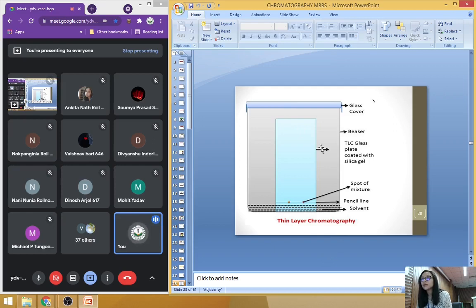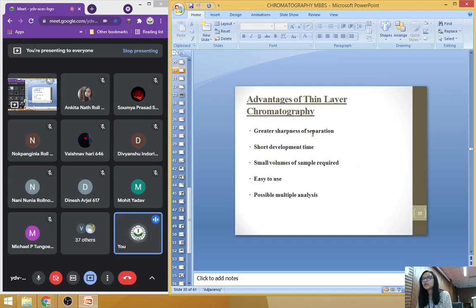Now most of the time if you use organic compounds, they are colorless. So what they do is, after they take this out, they will observe the fluorescence under a UV light, okay. So the advantages of thin layer chromatography are greater sharpness of separation, then short development time, small volumes of sample are required, it is also easy to use, and we can do multiple analysis.